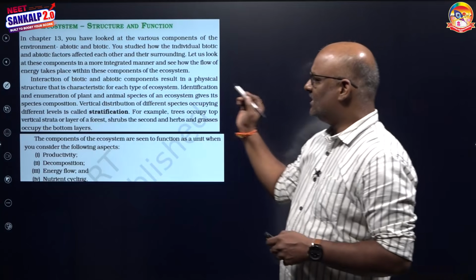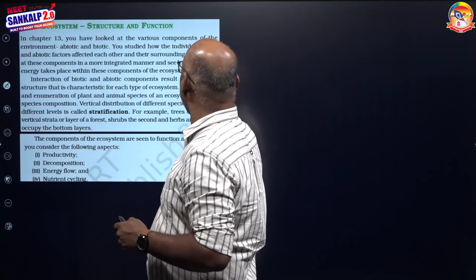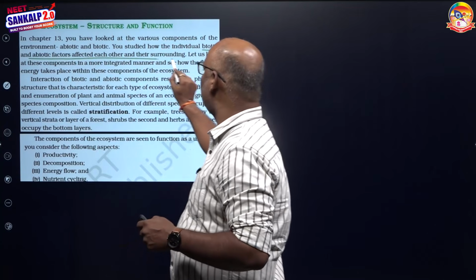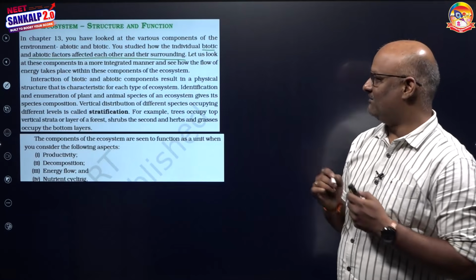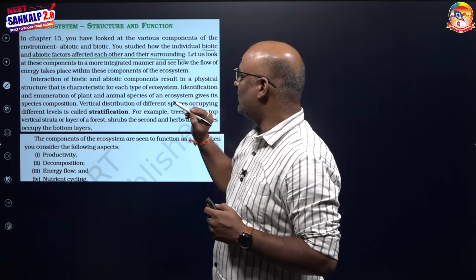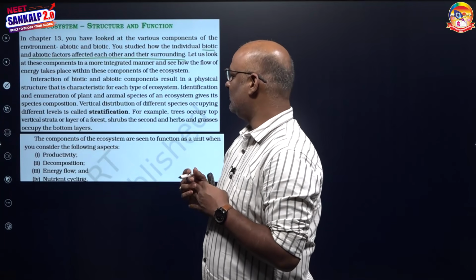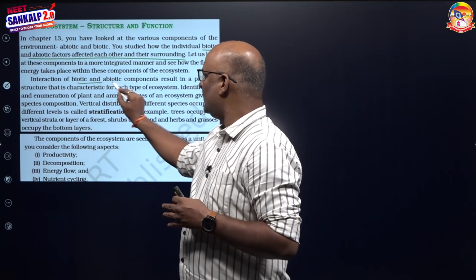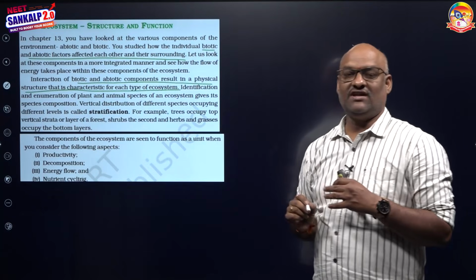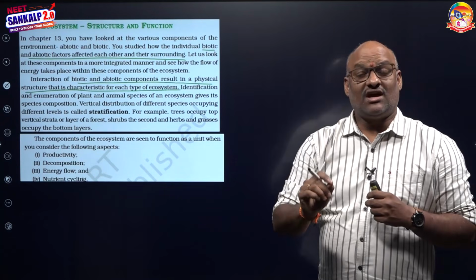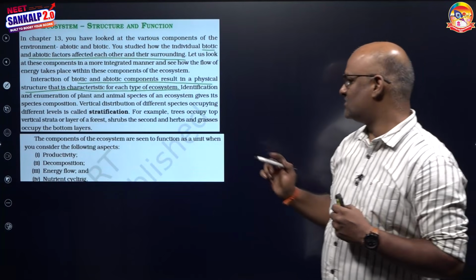In the ecosystem, as we have discussed, there are biotic and abiotic factors, and we will look at the different types of biotic and abiotic factors which affect our survival. These biotic and abiotic factors function in an integrated manner within the ecosystem. Mainly, the interaction of biotic and abiotic components results in a physical structure that is characteristic for each type of ecosystem. This is very important.